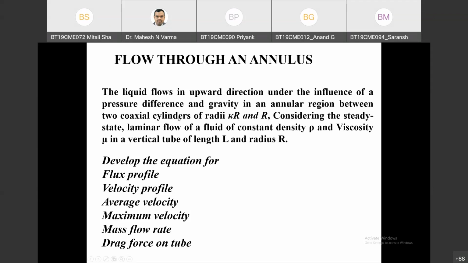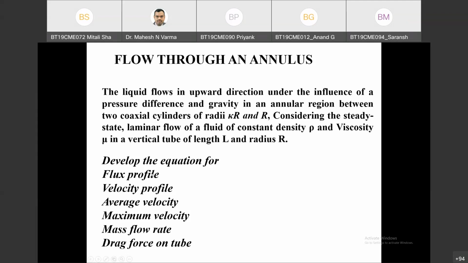In an annular region between two coaxial cylinders, the radii are kappa R and R. The inner radius is kappa R and the outer radius is R. Consider a steady state laminar flow of a fluid with constant density and viscosity mu, in a vertical tube of length L and radius R.